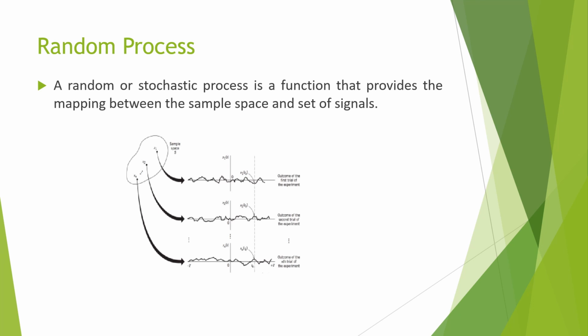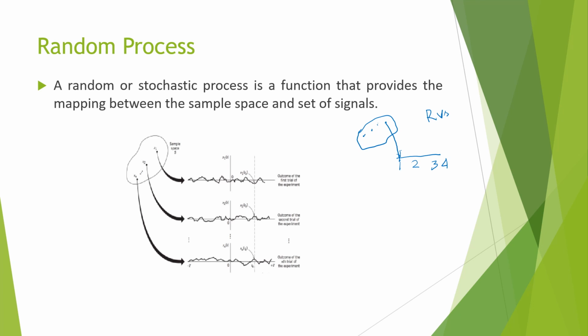We have already seen that suppose this is a sample space where the dots are showing the outcomes, and if they are mapped onto a real line with some real number, then the function that maps the outcome to the real number is known as a random variable, denoted as RV. So now we'll go for random process.